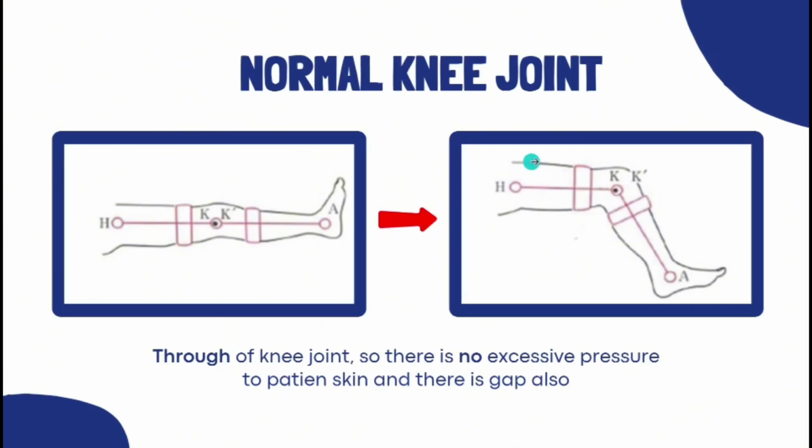This is the normal knee joint. The line is true to the knee joint. So there is no excessive pressure on the patient's skin, and no gap either. It is a snug fit on the calf section and then on the thigh section.